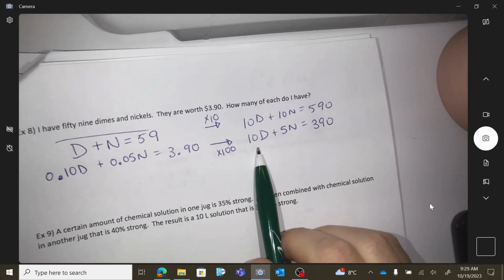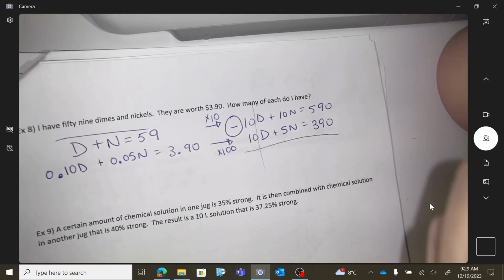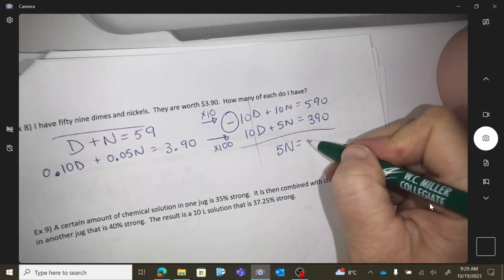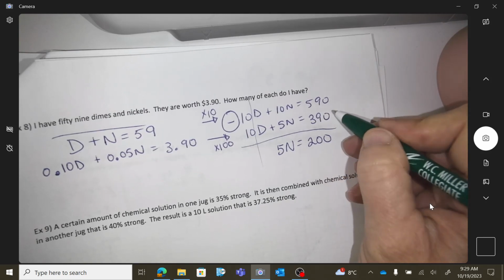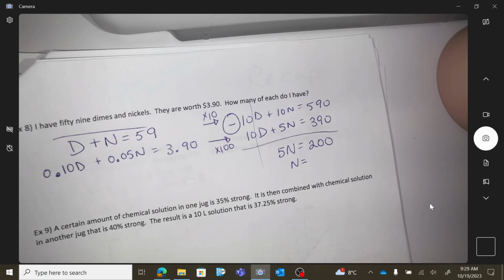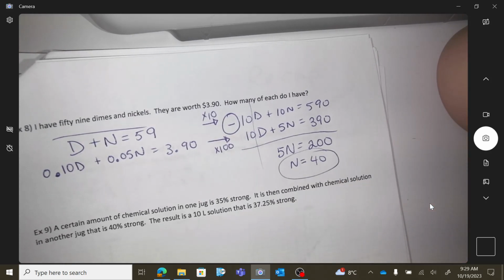So we matched the dimes. So what do you need to do to get them out? Add or subtract. Subtract them. Gone. 5N equals 200. So we have 40 nickels.